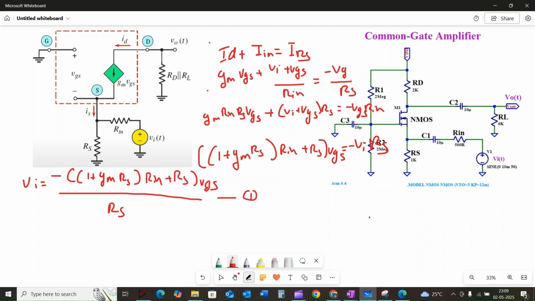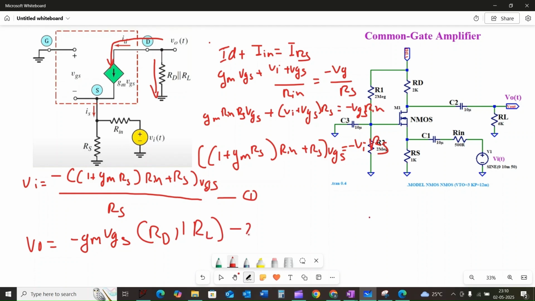We need Vout, so we need the resistor and the current flowing from drain to ground. But the current flowing from drain to source is going in the reverse direction. So we can denote Vout is equal to minus Gm into VGS into RD parallel to RL. We denote this as equation 2. And we know that the voltage gain AV is equal to Vout divided by Vi.